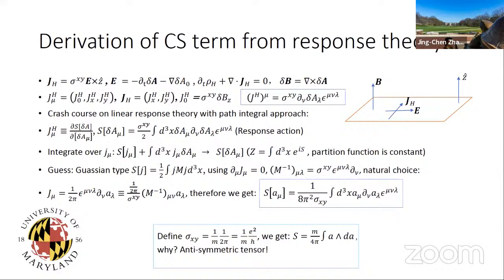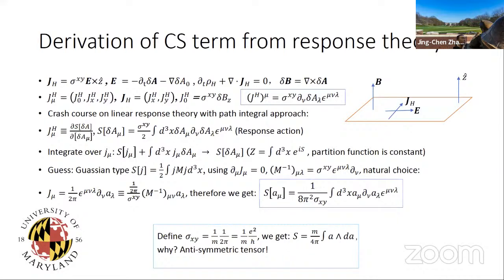my matter field or for my real gauge field, we get a similar form. So this is the so-called U(1) Chern-Simons term for the quantum Hall system. There are lots of conventions in defining this, but we can redefine the sigma xy as 1 over m times e squared over h. So this is the usual form.